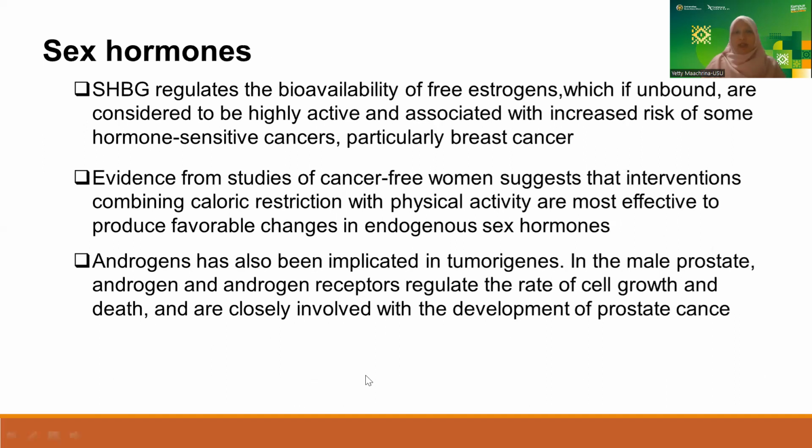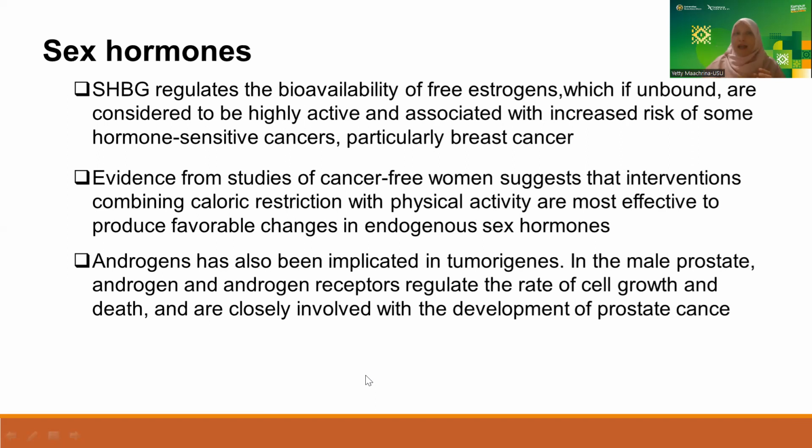What about the sex hormones? So sex hormone binding globulin regulates the bioavailability of free estrogen, which, if the sex hormone estrogen or androgen is unbound, can be considered highly active and associated with increased risk of some hormone-sensitive cancers, particularly breast cancer. As we know, the receptor of estrogen is not only in the endometrium, but also in the breast, ovary, and other organs in our body. Mostly yes in reproductive organs, but there are also estrogen receptors in other parts of our body.